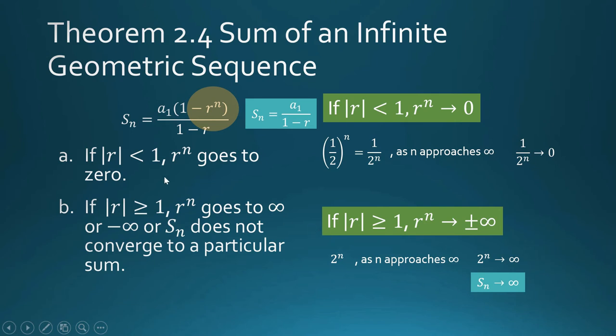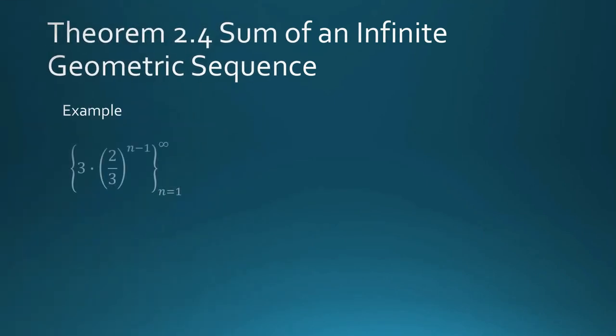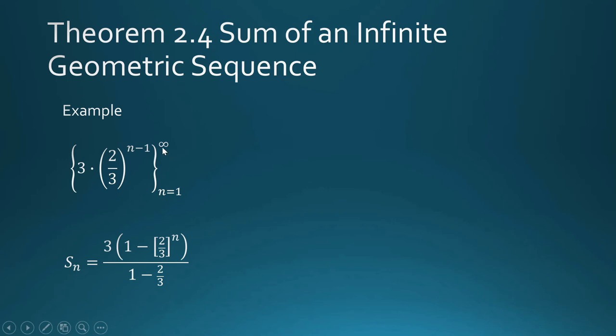The thing to pay attention to is the absolute value of r. Example. So this is a geometric sequence. R is 2/3. The absolute value of that is less than 1. The theorem says the sum of this sequence is a finite sum, even when n approaches infinity.